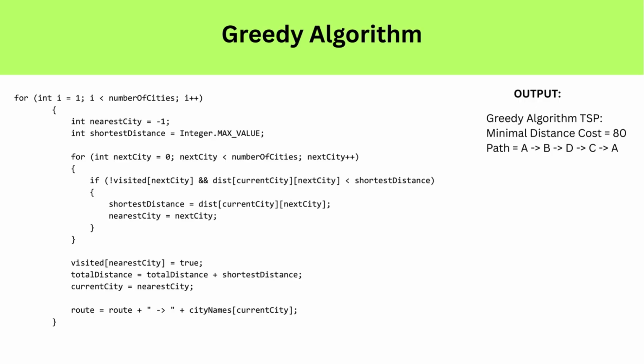First, the loop starts from 1 because the starting city is already chosen. Then the nearest city is set to -1 and shortest distance is set to maximum value. Next, the inner loop checks all cities one by one. The condition checks whether the city has not been visited and whether the distance from the current city to that city is shorter than the current shortest distance. If it is shorter, the program updates the shortest distance and stores that city as the nearest city.